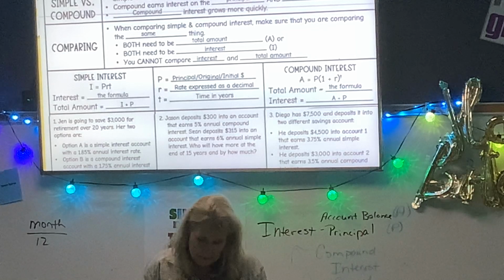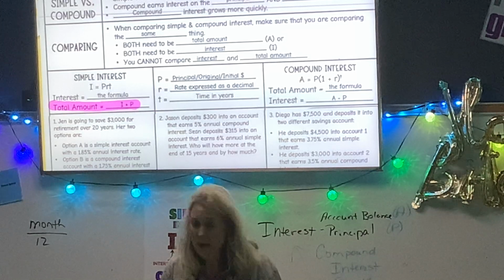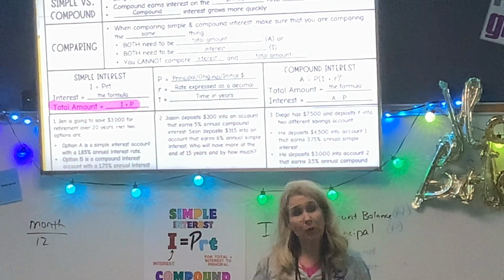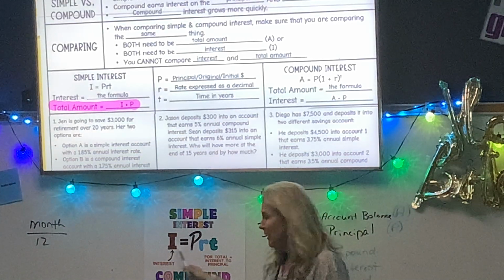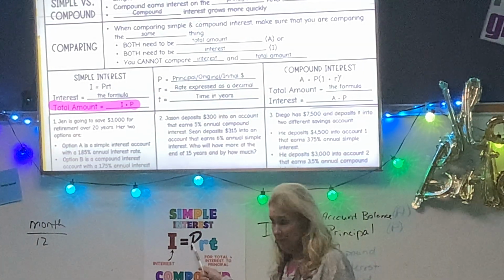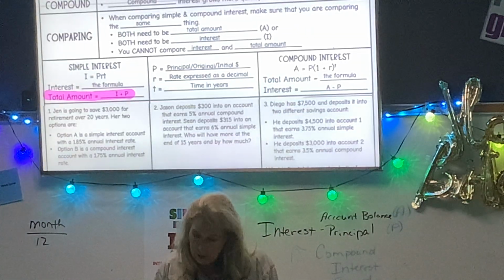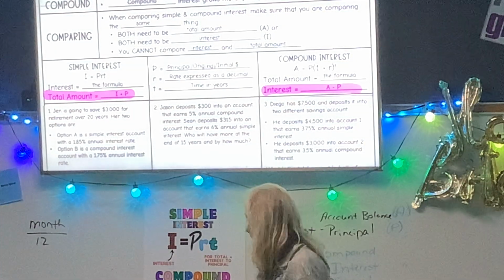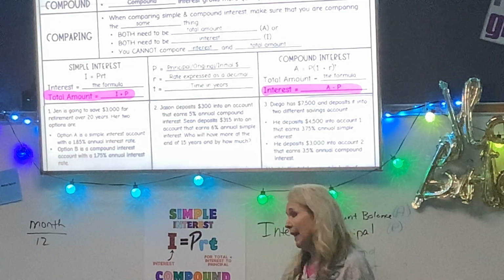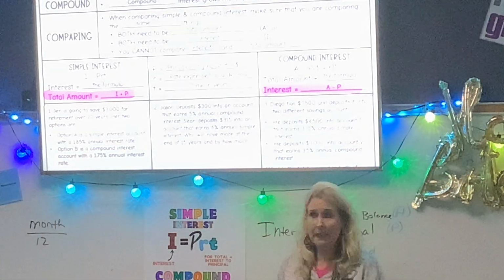Okay? So take that highlighter. You have your formulas. As you see right here, we have total amount with interest. What do I do if I have total amount and interest? I'm going to add my I and my P. You can always look back at this if you need a refresher. For compound, if I need the interest, I'm going to subtract my A and my P. So that's there if you need it.